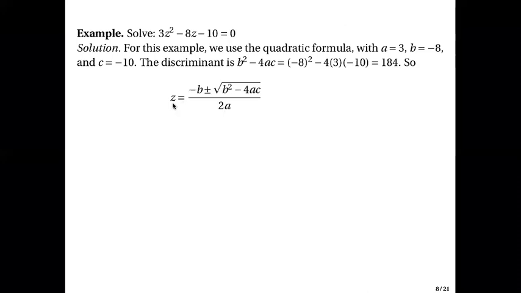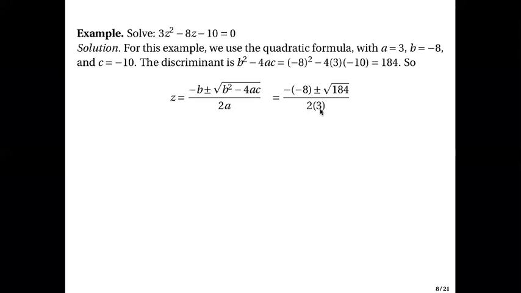So z, this is the quadratic formula. z equals negative b plus or minus square root of b squared minus 4ac all over 2a. Your b squared minus 4ac has been calculated already. It's 184 in here. So all we need to do is to substitute. So negative b is minus 8. So negative of negative 8 plus or minus square root of 184 all over 2 times a. It's 3 again here. So just plug in.